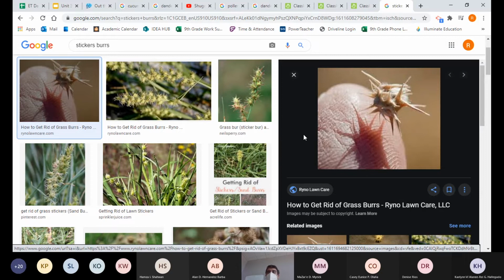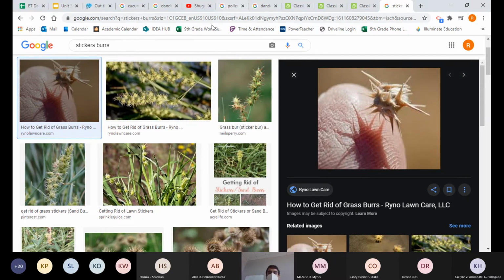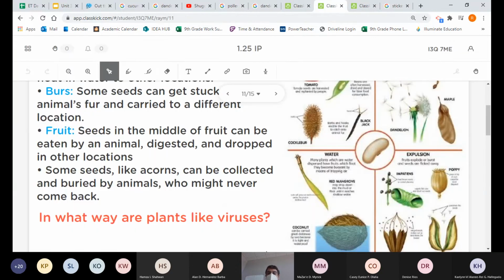So let's say that the animal's walking around, it gets it stuck in its leg or in its skin, or for us, sometimes in our shoes. We're literally transporting the seed to a new place. Those really sharp tips are able to stick into things and be transported to a different place. So then when you pick them out and you put them on the ground, you're planting the seed. So those are burrs, but I grew up calling them stickers.